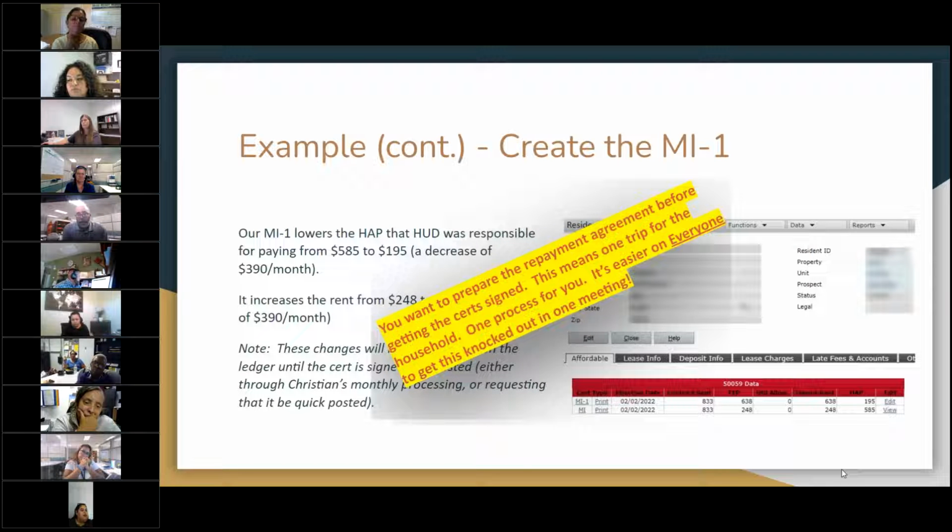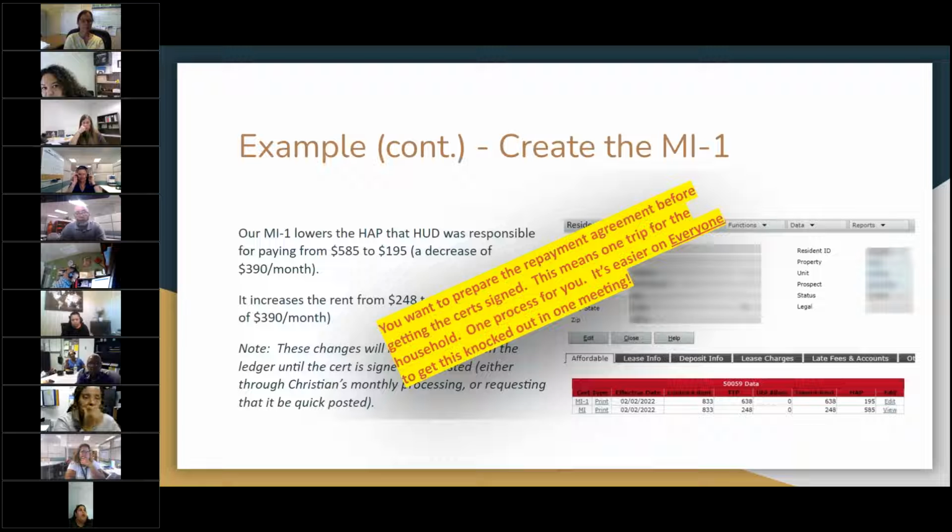Here's my plug. This is the point where we want to start calculating the repayment agreement before we get the cert signed, so that we can look and see and prepare this agreement so the household can sign their certs, the repayment agreement, and the probationary agreement all at the same time.